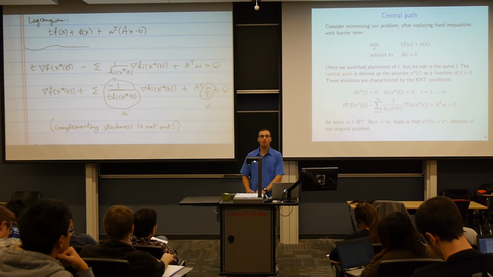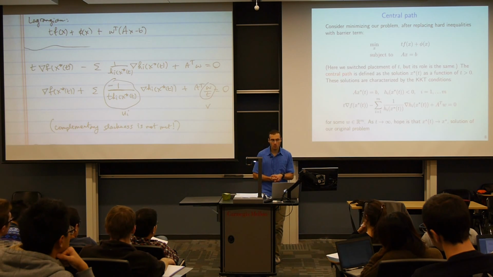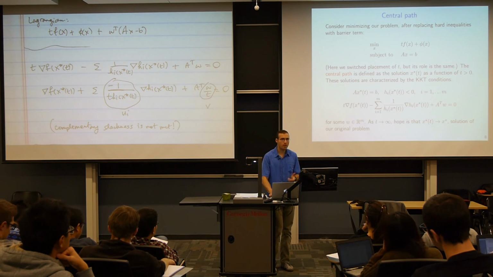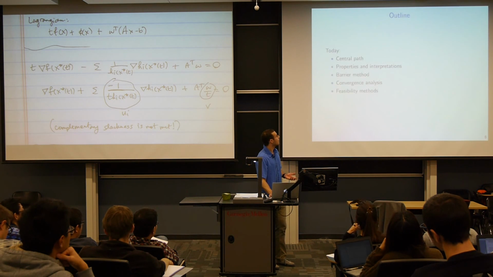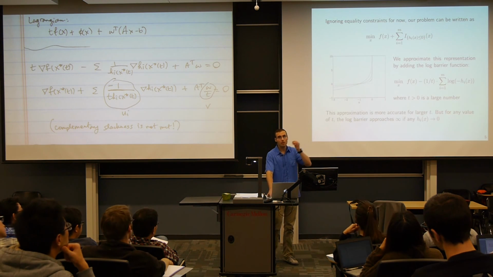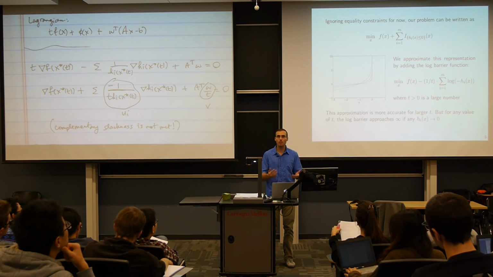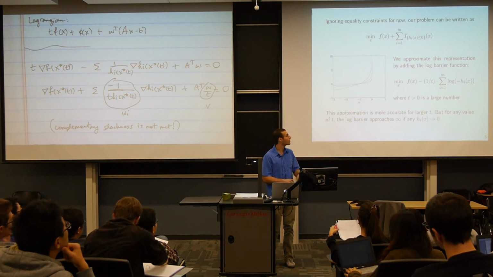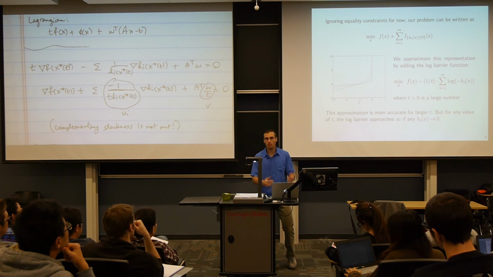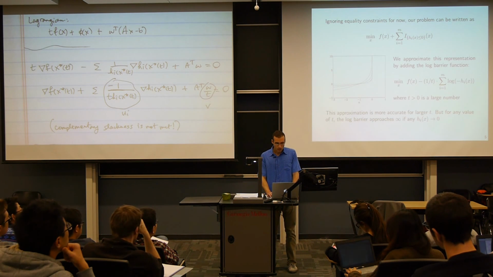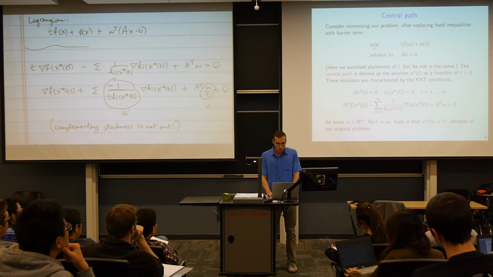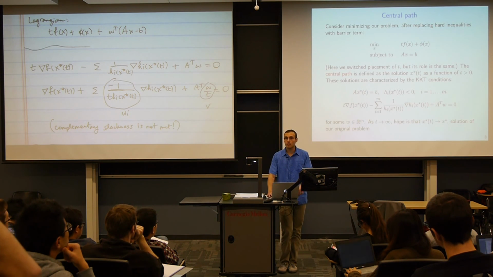We'll see more about the perturbed KKT conditions next time because those are the jumping-off point for the primal dual interior point method. For the log barrier method, the way that most people remember it, and the way that I certainly remember it, is with this picture in mind. You're trying to approximate a very non-smooth function, which is the indicator, with something that's smooth, so you can apply Newton's method. Any other questions?